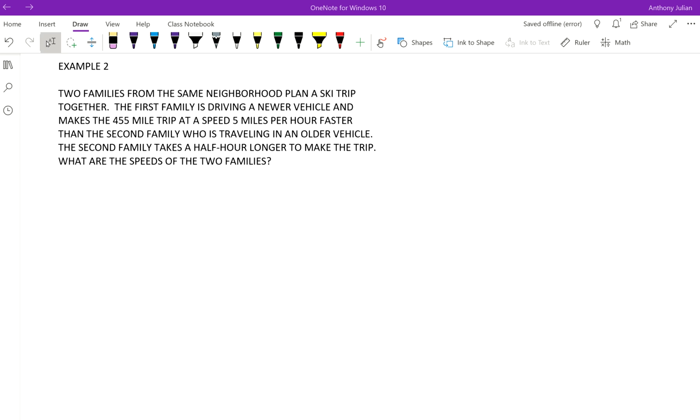All right, example 2. Two families from the same neighborhood plan a ski trip together. The first family is driving a newer vehicle and makes the 455-mile trip at a speed 5 miles per hour faster than the second family, who is traveling in an older vehicle. The second family takes a half hour longer to make the trip. What are the speeds of the two families?